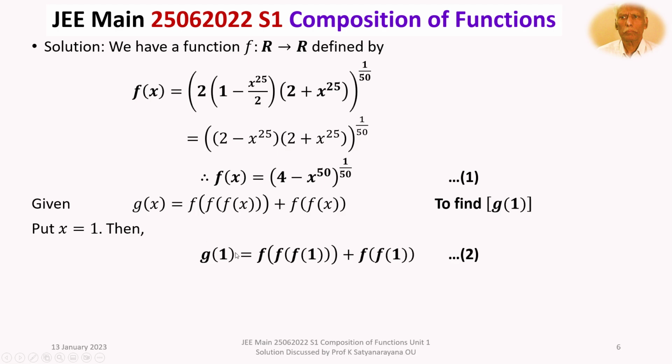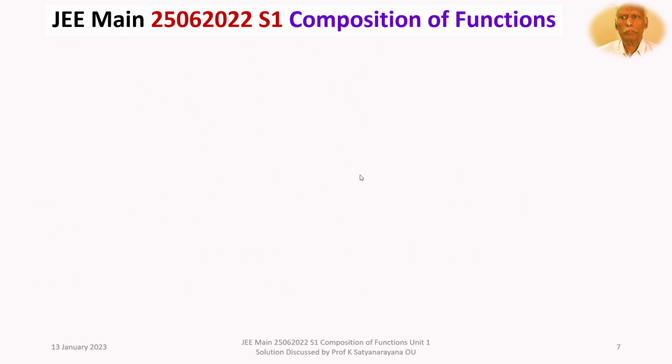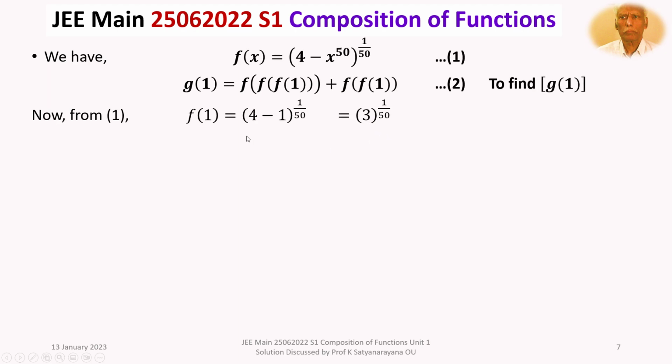To compute g of 1, we first of all need to know what is f of 1. Now put x is equal to 1 in equation 1, and wherever there is x, you just write 1. So f of 1 is equal to 4 minus 1 to the power 50, that is 1, 4 minus 1, that is 3, to the power of 1 by 50. So f of 1 is 3 power 1 by 50. We continue in the next slide. That's what we have done so far. f of 1 is equal to 3 power 1 by 50.